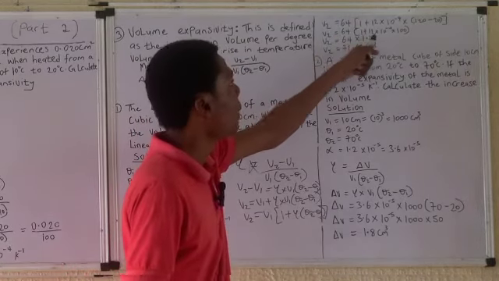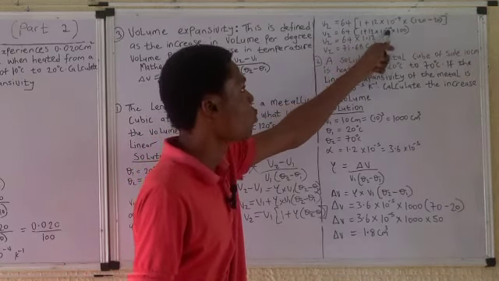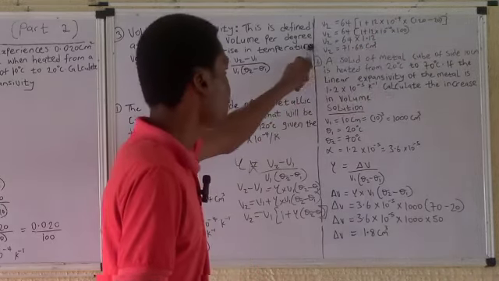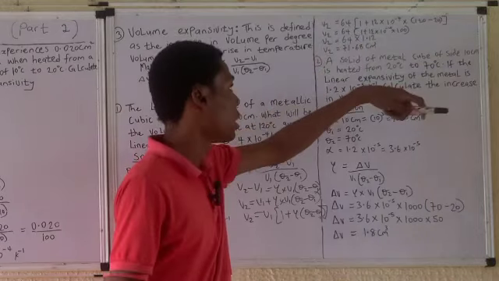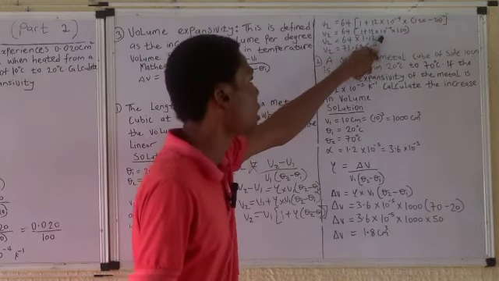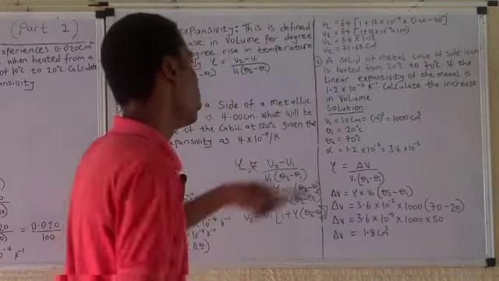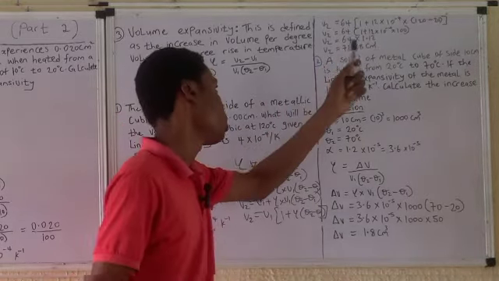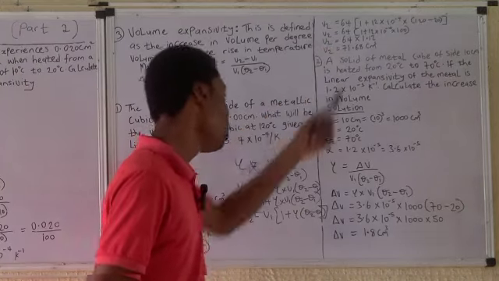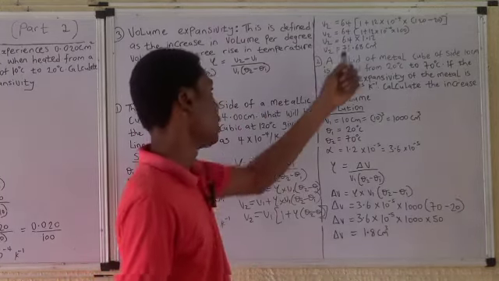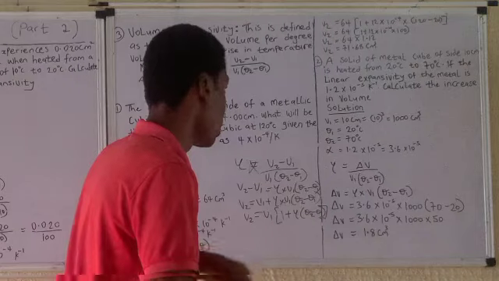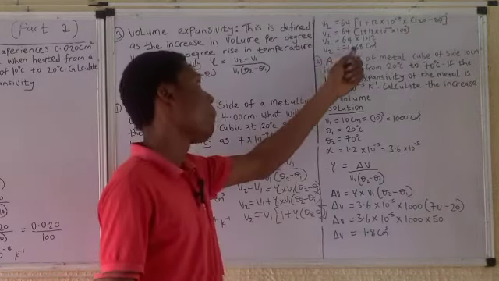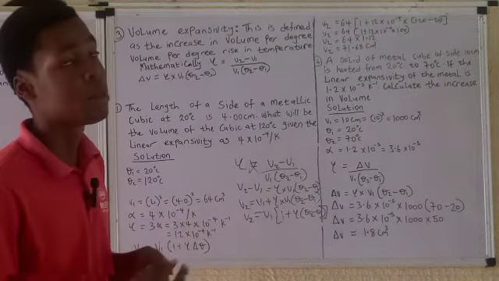Then 1 plus 12 times 10 raised to power minus 4, which is here, times 120 minus 20, we have 100. Then V2 is equal to 64. Then we solve for the bracket. We have 1 plus 12 times 10 raised to power minus 4 times 100, which is 1.12 when you solve it. So our final volume is equal to 64 times 1.12. So our V2, when you multiply 64 times 1.12, we get 71.68 centimeter cube.